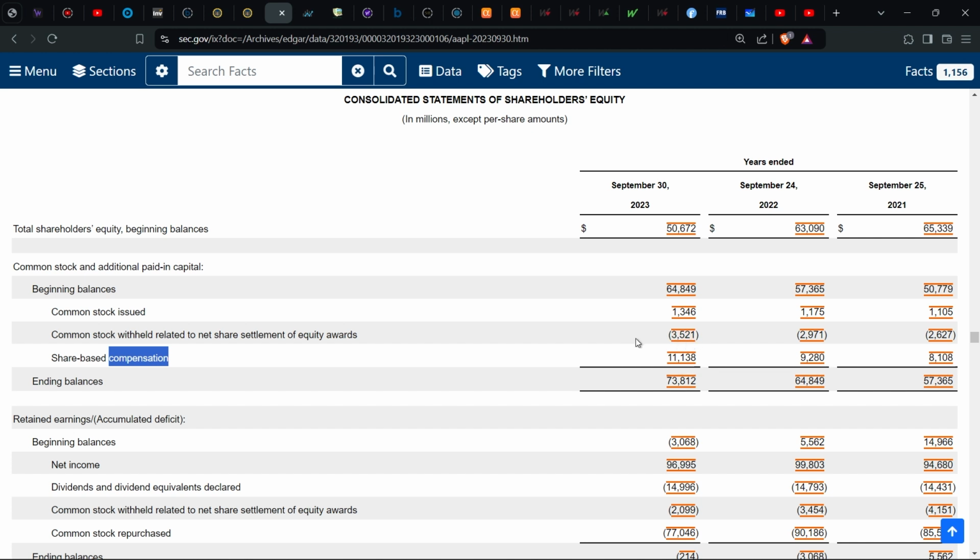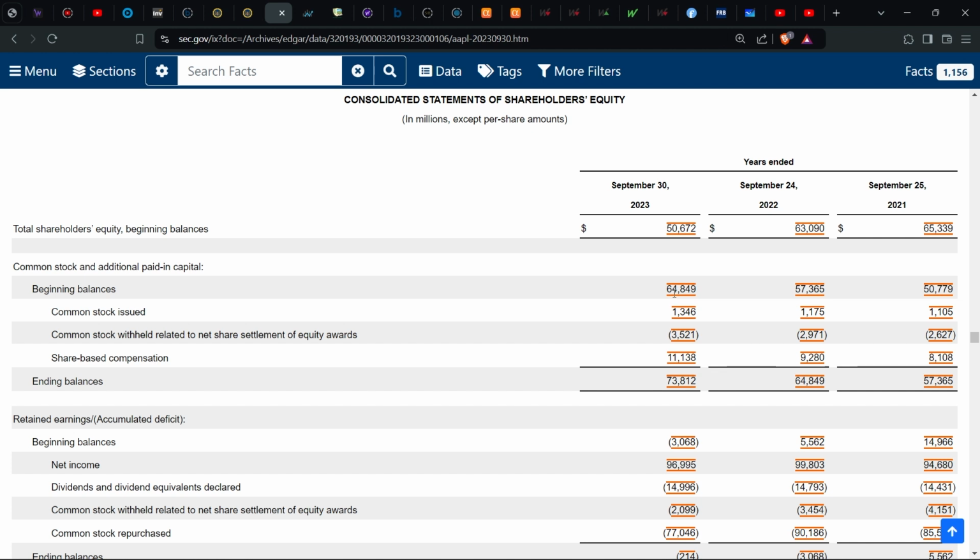And this is the tax here now. And share-based compensation, this is it. Yeah, $11 billion in compensation, and there was some tax on that. The ending balance is $73 billion. Remember, if the balance is in brackets, it means it's a negative.